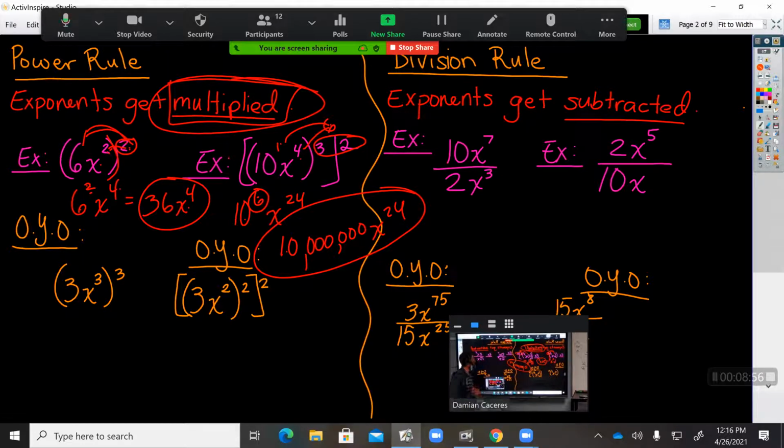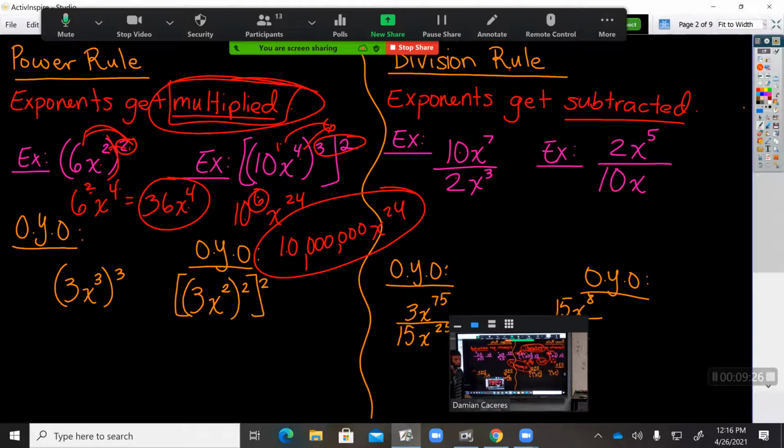All right, ready? Now let's go to the division side. With division, the rule is the opposite of multiplication. When you multiply, the rule is add exponents. But when you divide, the rule is subtract exponents. Now, same process. Numbers follow number rules. So 10 divided by 2 can be done, but 2 over 10 can't be done. So this can only be simplified.